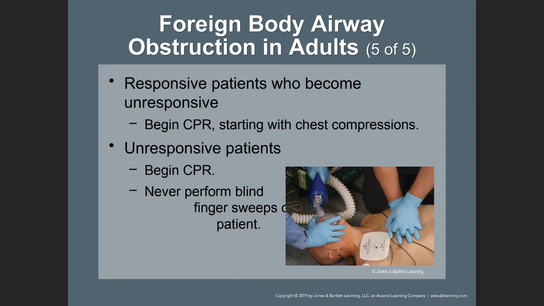Responsive patients who become unresponsive, still on foreign body airway obstruction in adults, begin CPR starting with chest compression. Every time you go to give ventilations, make sure you check the upper airway for the object. Unresponsive patients begin CPR, never perform blind finger sweeps on patient.